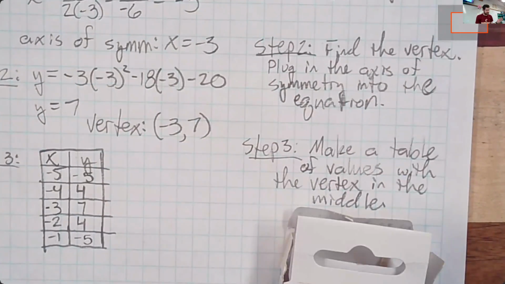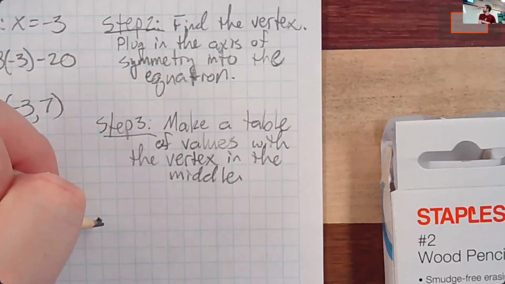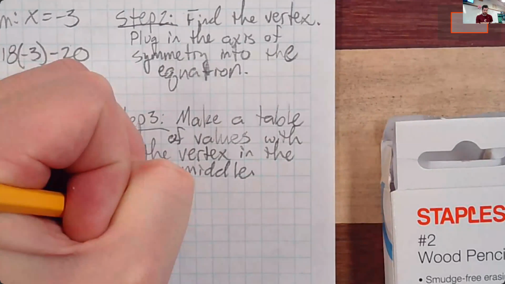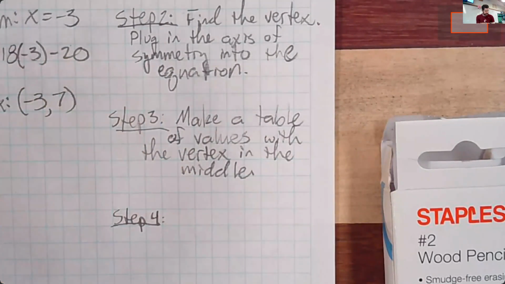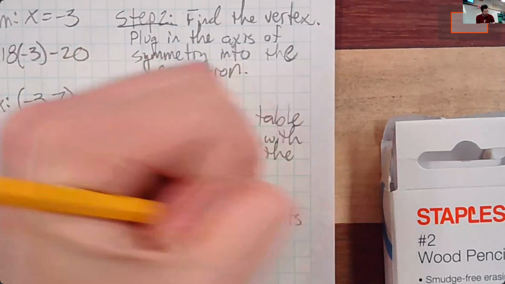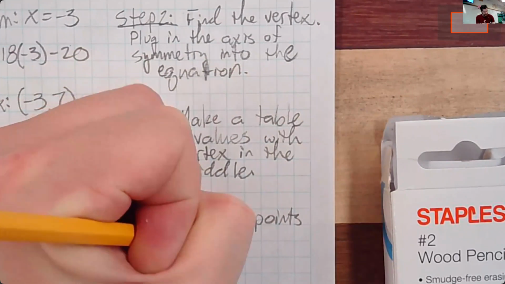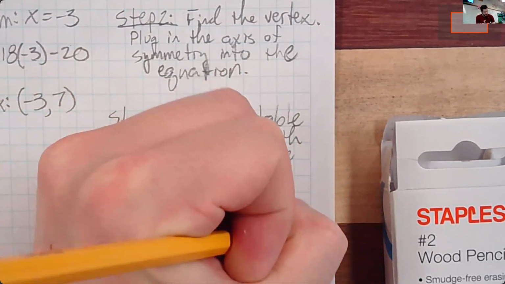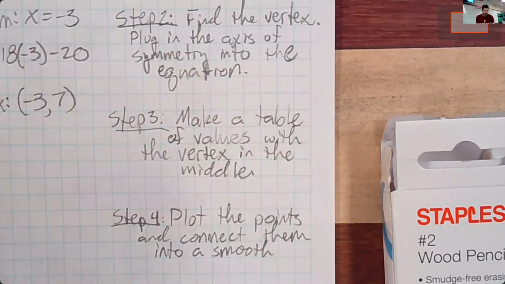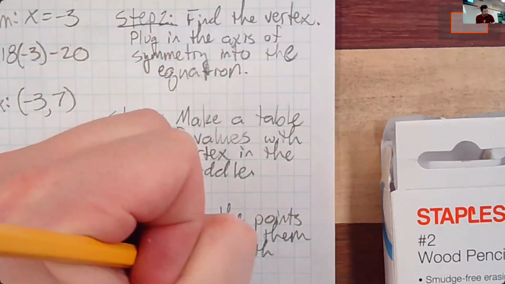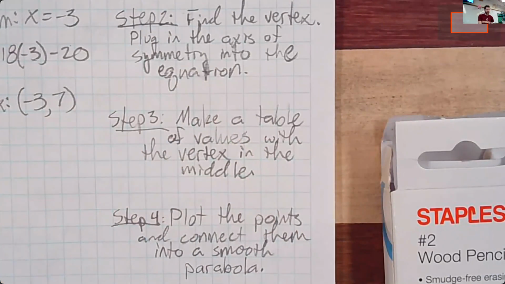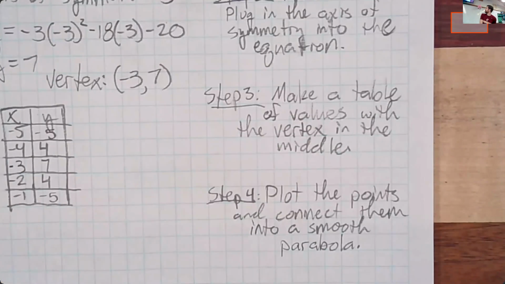So we need to go ahead and write out step 4. So step 4, which is the last step, is plot the points and connect them into as smooth a parabola as possible. Plot the points, connect them into a smooth parabola. That is your goal for step 4.